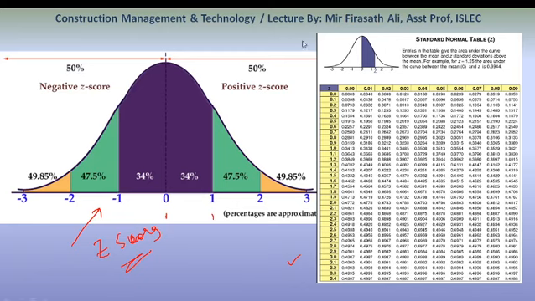I hope you people have understood these normal distribution curves and how to get these values through z values and x values.